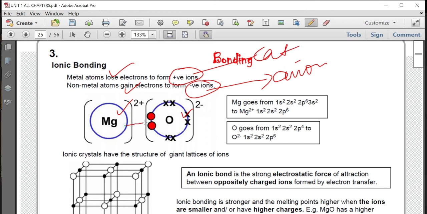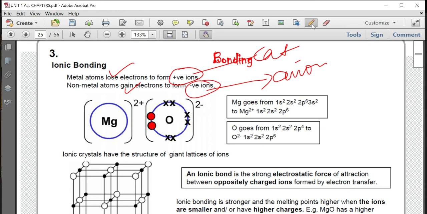Now there will be a force of attraction between the two ions. So how is the examiner going to mark you for this? The examiner is going to mark you for 3 points, which yesterday I have discussed with you, and those 3 points were, let me share with you those 3 points.